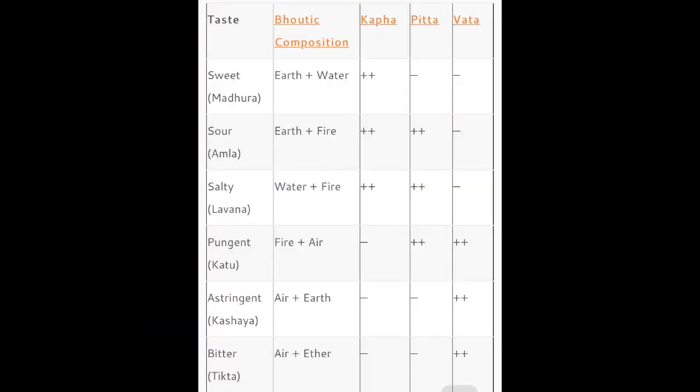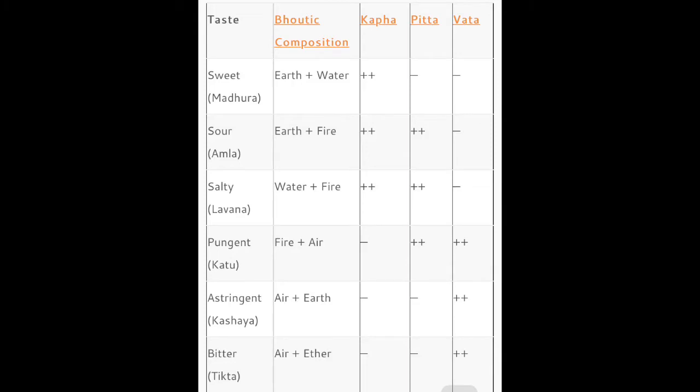This visual shows the composition of each taste. So if you'll look right here where it shows the composition, the sweet is earth and water, sour, earth and fire, salty, water and fire, and so on and so forth until you get to the bottom of the page. I don't want to be redundant. But go over to the next one. It shows you the kapha, the pitta, and vata, and shows you how they're balanced within the body. So it shows that the sweet is both earth and water. So the kapha has plus plus, but then the pitta and the vata are lacking there.